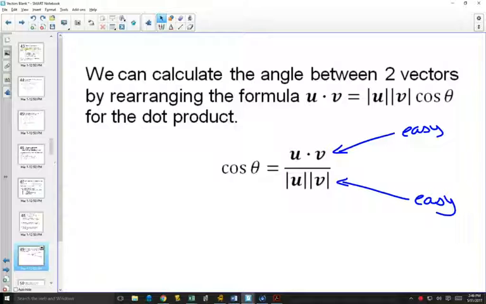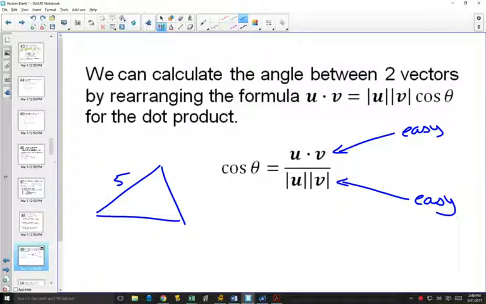So for example, in the past, if you knew this length and this length and this length, how would you find this angle? There's a formula. Is it an easy formula? Do you remember what it's called? Yes, it's the cosine law.